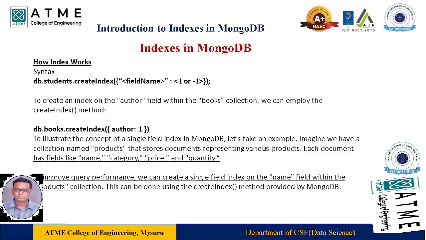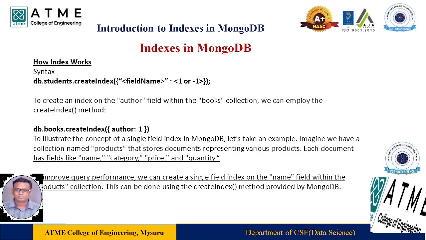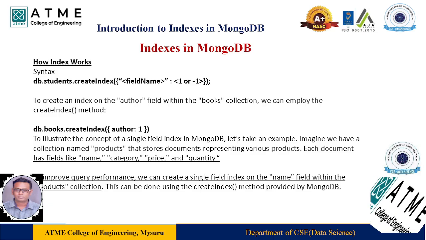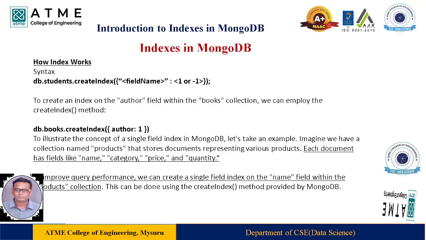So basically, you know the syntax for how to create an index: db.students, where the collection name is students, createIndex, field name followed by 1 or -1. For example, in order to create an index on the author field within the books collection, we can employ the createIndex method, that is, db.books.createIndex in curly braces, you specify the field name author: 1. 1 means the index is in ascending order.